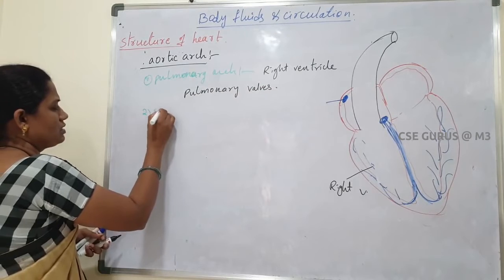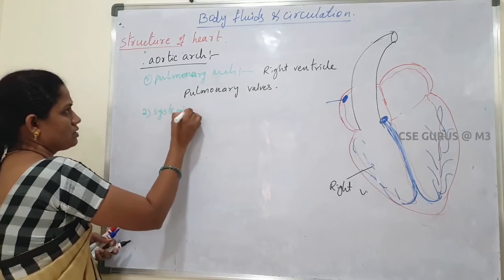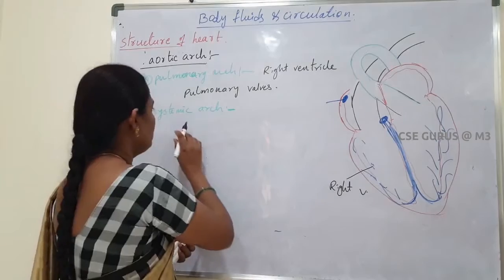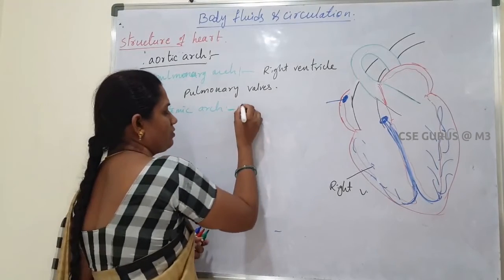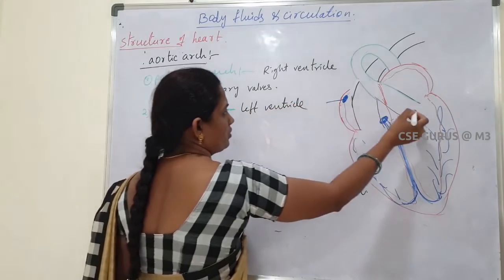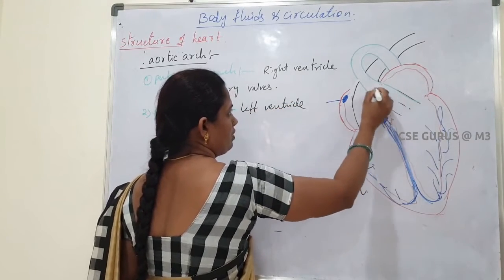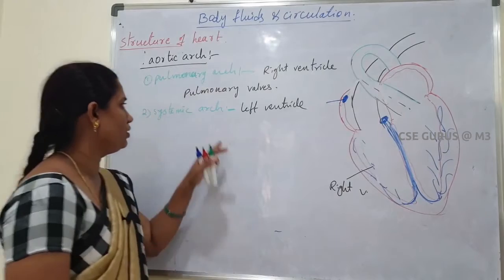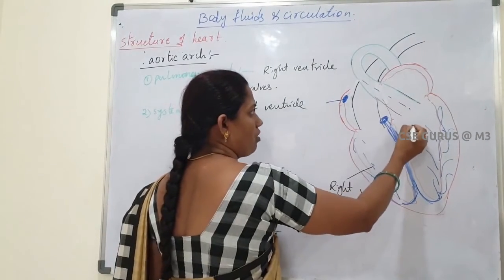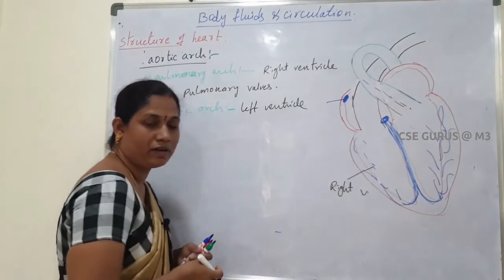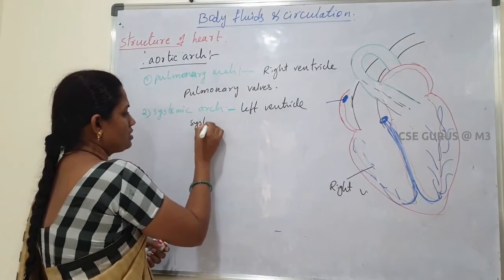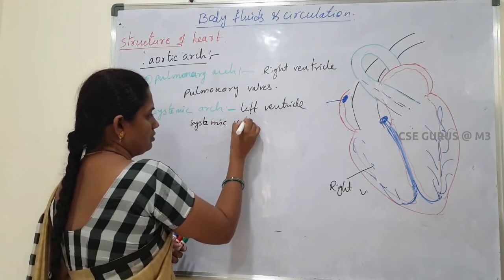Next, the systemic arc. The systemic arc arises from the left ventricle. Here this one is the systemic arc. The systemic arc carries the oxygenated blood to different parts of the body. It also has valves, and those valves are called systemic valves.